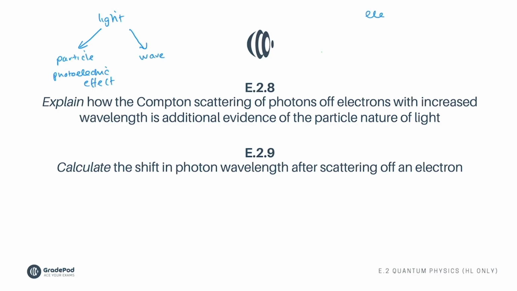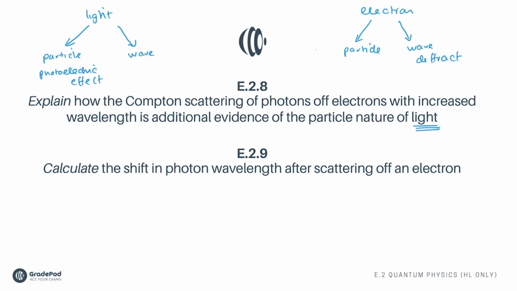In the last section, we looked at the electron and we said, yep, it's got particle properties because they can collide, they can have mass or momentum and so on. And it's got wave-like properties because it can diffract. And we were really investigating this idea of wave-particle duality. Compton and Compton scattering is further evidence that light exhibits particle qualities. So another piece of evidence for light being a particle is Compton scattering. Let's look at Compton scattering in more detail.